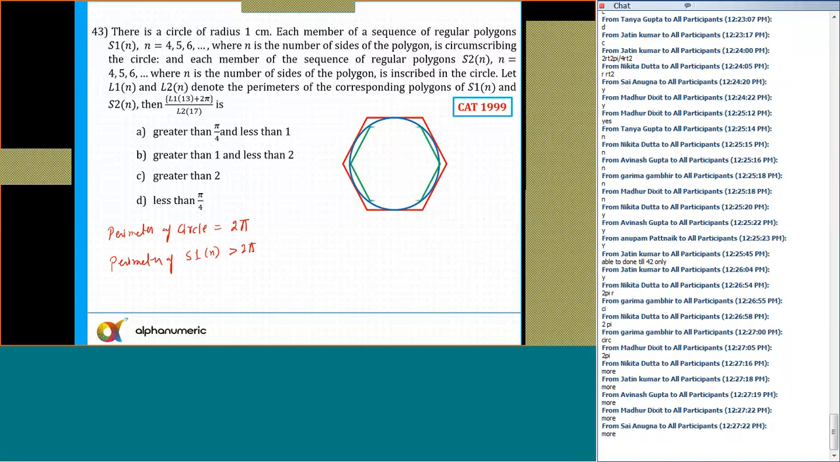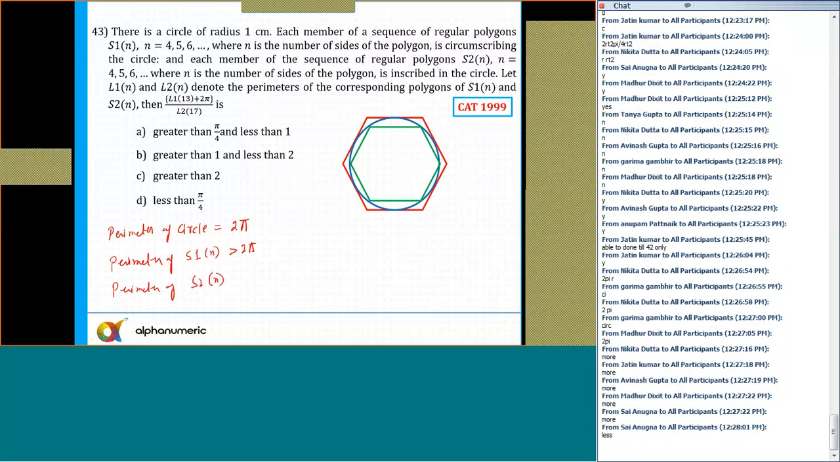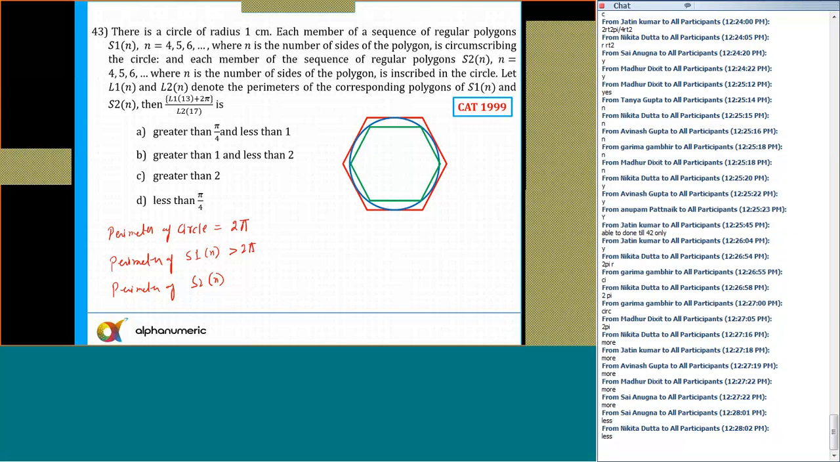And what about the perimeter of the figure which we draw inside? That is the perimeter of S2n. Is it more than 2 pi or less than 2 pi? All the figures which I can draw inside the circle are definitely less than 2 pi. Okay. And the perimeter of S1n is basically nothing but L1n. So L1n is always greater than 2 pi. And L2n represents the perimeter of the inscribed figure, so L2n is less than 2 pi.